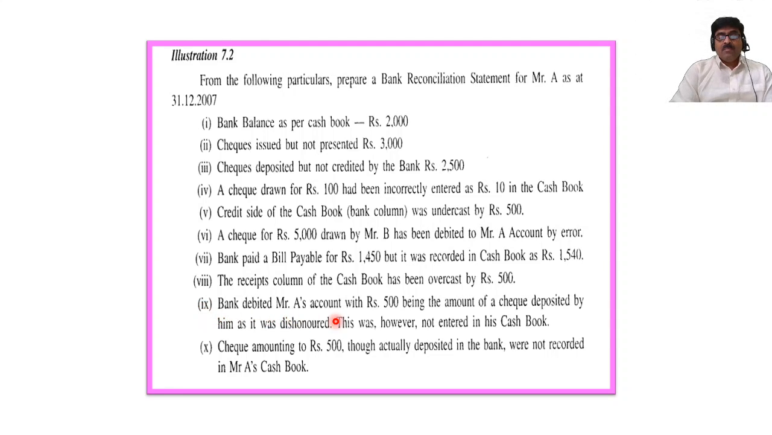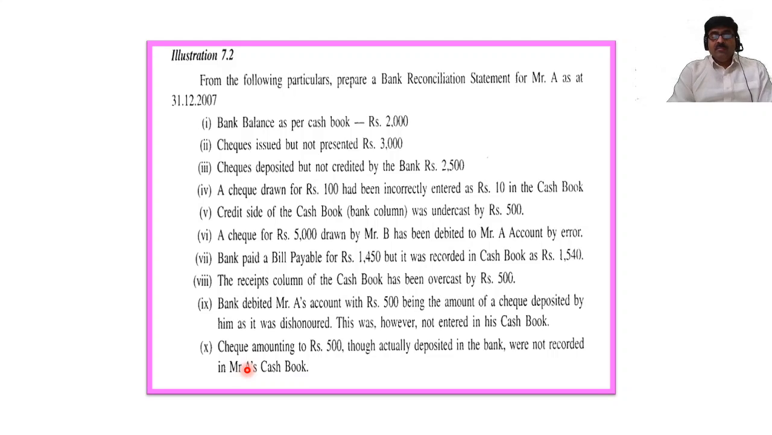Bank debited Mr. A's account 500 rupees being the amount of check deposited by him as it was dishonored. This was, however, not entered in the cash book. Means here the banker debiting the passbook amount means there is a decrease in the passbook amount. As per cash book also we have to deduct this 500 amount.